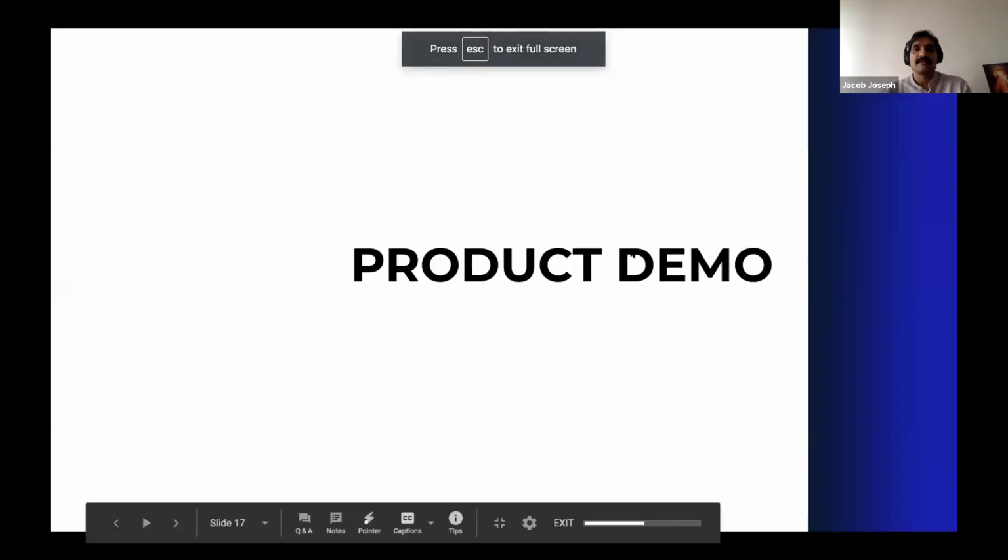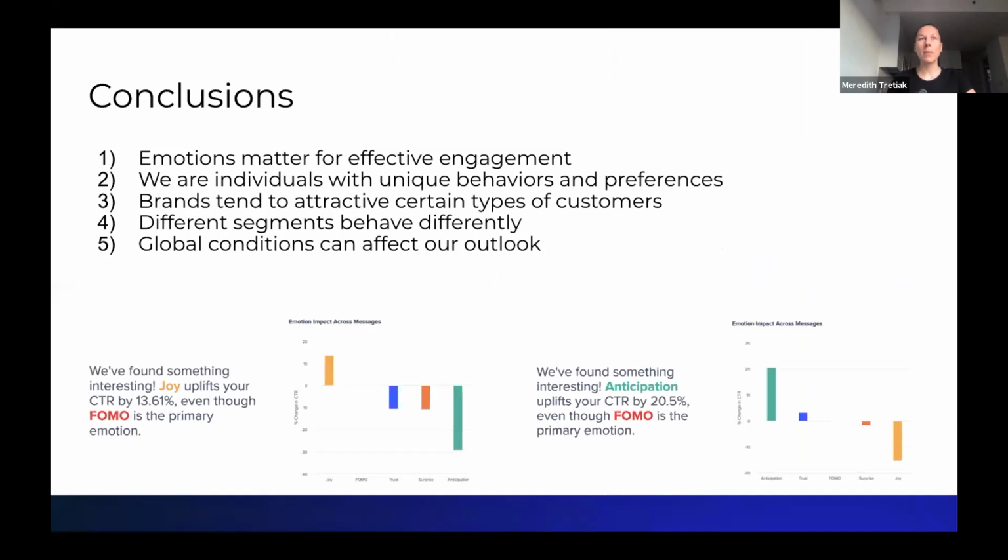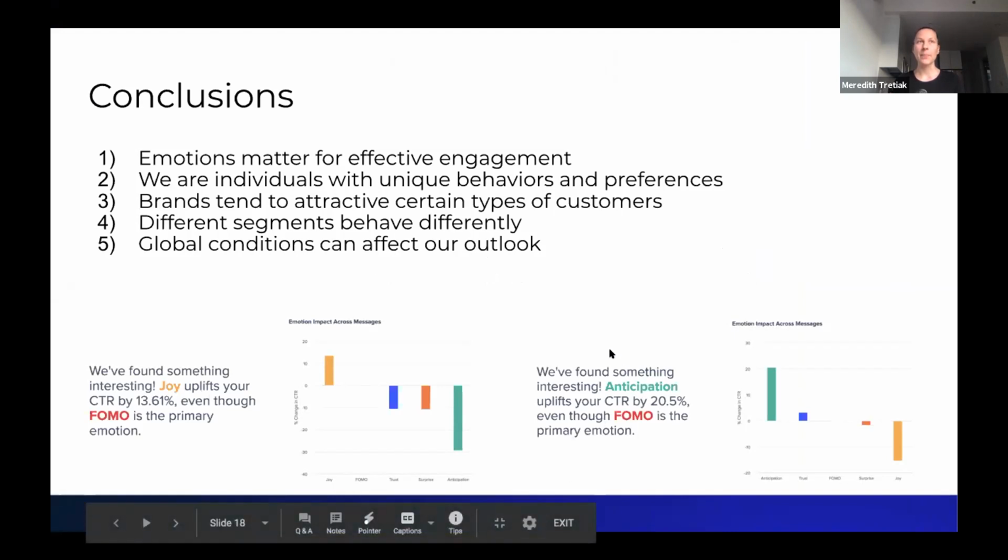And thanks, Jacob. So we wanted to put together some quick conclusions. So overall, emotions matter for effective engagement. This tool and the analysis report both give you the opportunity to look at emotions for your audience and see how to optimize, right? Because whether you're paying attention to emotions or not, they are impacting what the actual click-through rate is. Also, we are individuals with unique behaviors and preferences, so there is variation on an individual level.